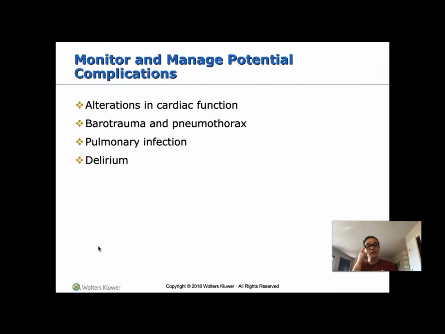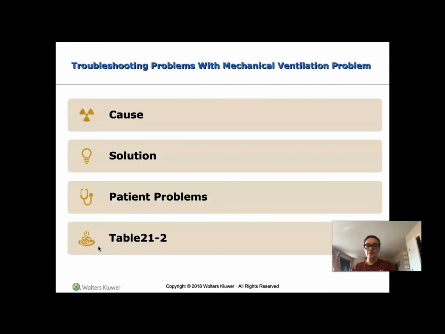All right. Monitor for possible complications. We went over most of these complications. Let's see. Troubleshooting problems. Again, you're not going to call a code right away. You're not going to call 911. You're going to look around, trial and error. Check your tubing. Check your machine. Is it on? Okay. Table 21 has all the different little tricks I went over. I went over most of them, but they have them all there. Okay.